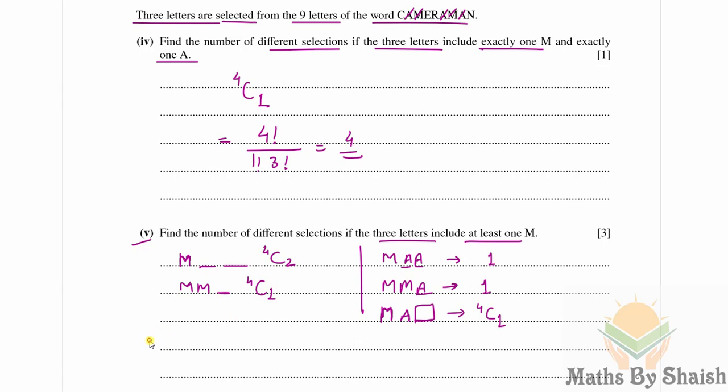So the total number of selections is 4C2 plus 4C1 plus 1 plus 1 plus 4C1 ways. So 4C2 is 4 factorial over 2 factorial and 2 factorial, which is 6. 6 plus 4C1 is 4, plus 1 plus 1 plus 4C1 is again 4, so it is 6, 10, 12, 16. So the total different selections are 16.